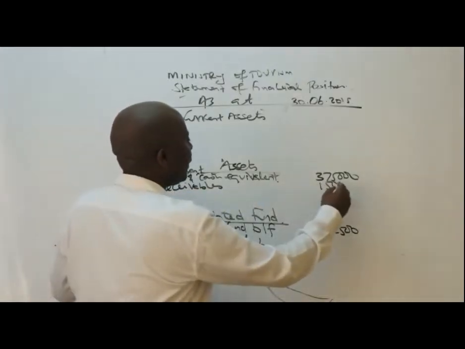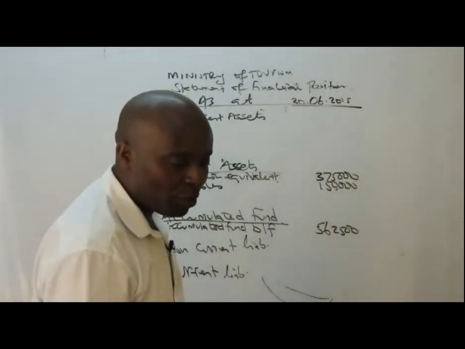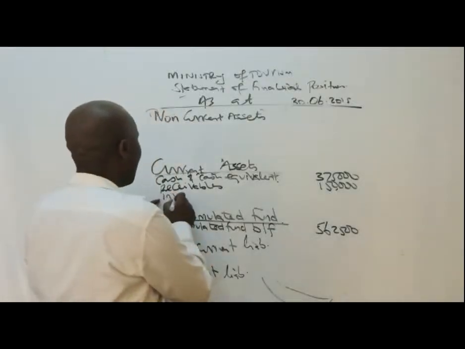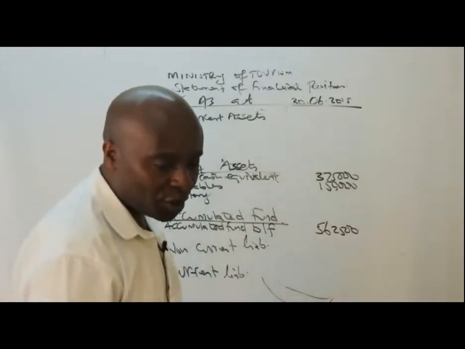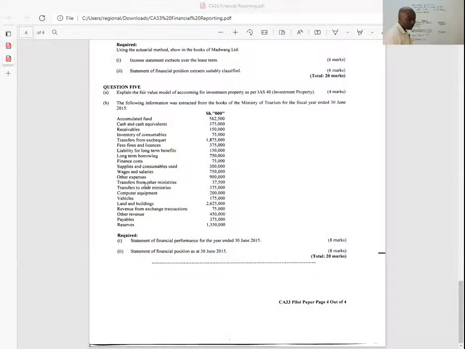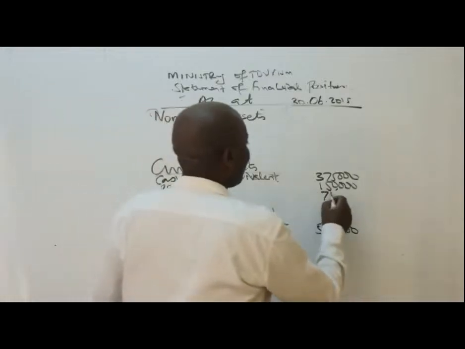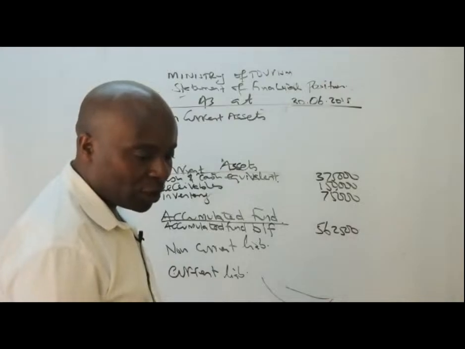We have 150,000. After that, ladies and gentlemen, the next one is talking of inventory of consumables. Again, current assets. They were existing at the end of the period, so those are current assets, inventory of consumables. How much is this inventory? 75,000. I love this. From there, after inventory, we have the next one.